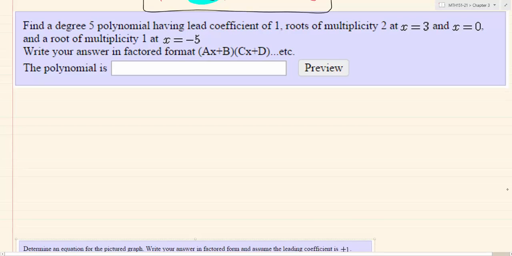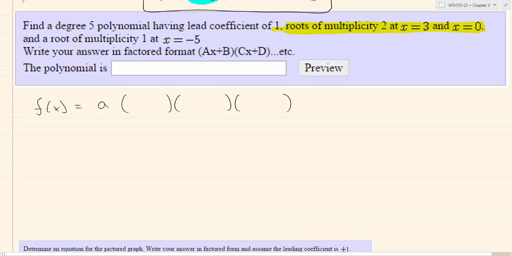Find a degree 5 polynomial with a lead coefficient of 1, roots of multiplicity 2 at 3 and 0, and another root of multiplicity 1 at negative 5. So our function, our basic starting point, is going to be a times our intercepts. Okay, so we're going to take this piece of information, roots of multiplicity 2 at these locations.